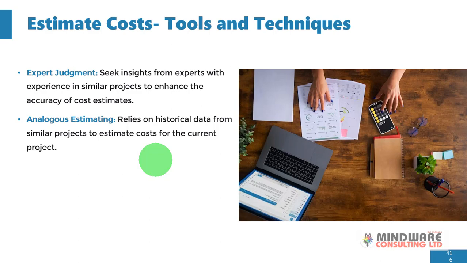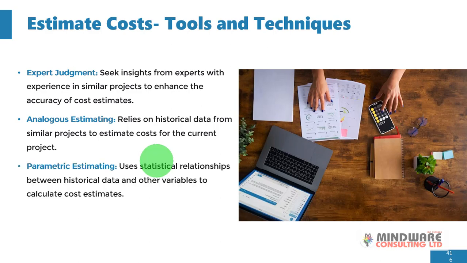Current project that you're managing. Okay, so when we talk about analogous estimating, it's not just any kind of project, but projects that are similar. So you look at how the cost was estimated, or the estimate of the cost for each activity in that other project. All right, and then you can relate it with the current project and use it as a benchmark. Okay, parametric estimating. Similar to the analogous estimating, this uses statistical relationship between historical data and other variables to calculate cost estimates.